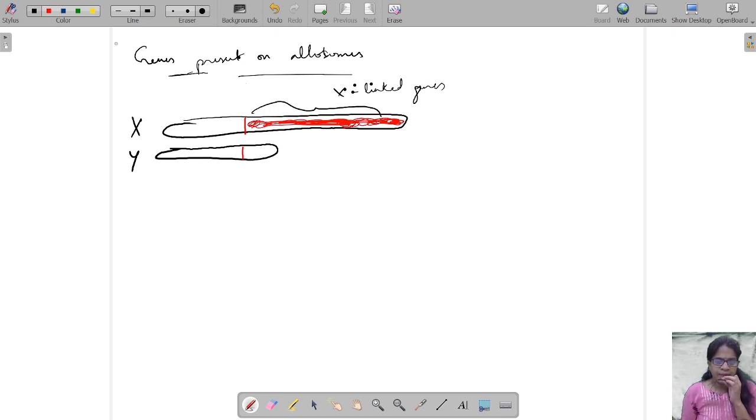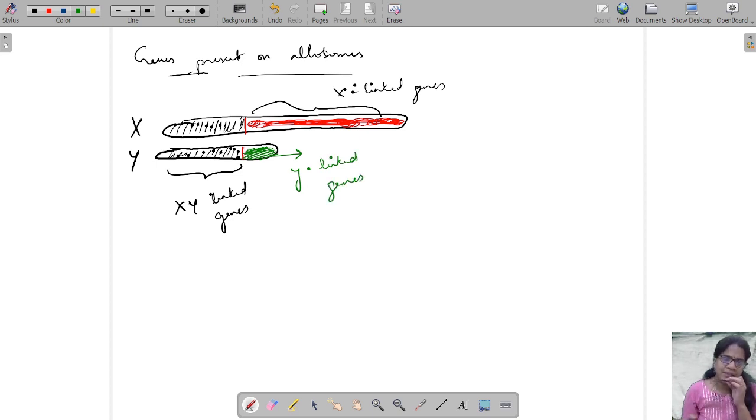Okay, and the genes that are present in the common area of both the chromosomes are the XY-linked genes. And the genes that are present only on the Y chromosome are called Y-linked genes. So this is the basic idea of how the genes are present on the allosomes.